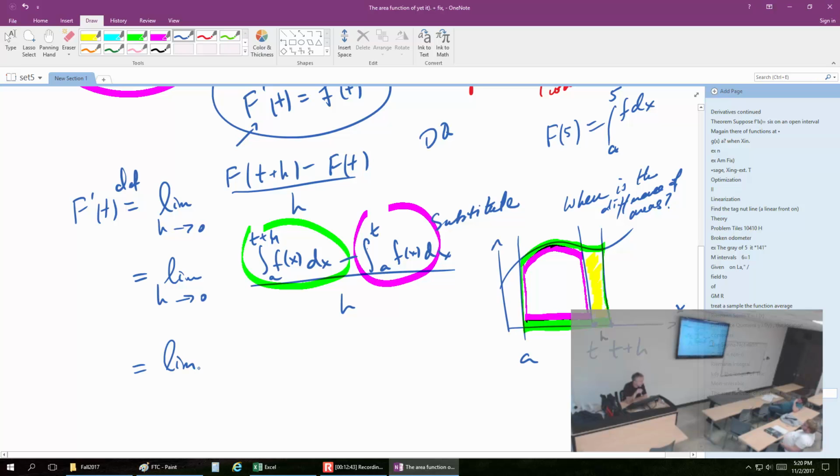Remember, there is a rule for it. It's called the additivity rule. When you add the domains, you add the integrals, and when you subtract the domains, you subtract the integrals. Okay, so in order to subtract these two integrals, all I have to do is subtract the domains. So the numerator is one single integral. What is it? The yellow one. Still divided by H.